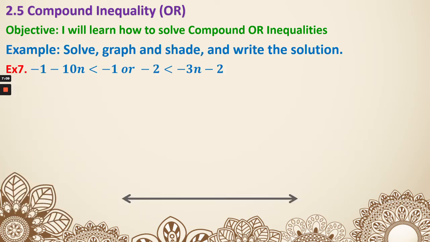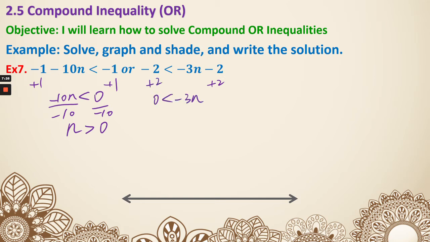Number 7. Now this is the first special case. Let's have a look. I add 1 on both sides, -10, n is less than 0. Divide both sides by -10, n is greater than 0. For the other one, add 2 on both sides, so 0 is less than -3n. And switch the left side and the right side, so -3n is greater than 0. Divide both sides by -3. I got n is less than 0. Again, 0 divided by anything is 0.